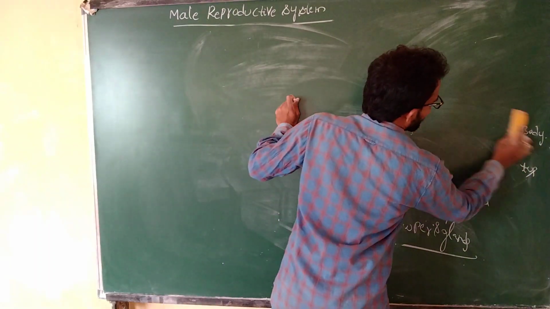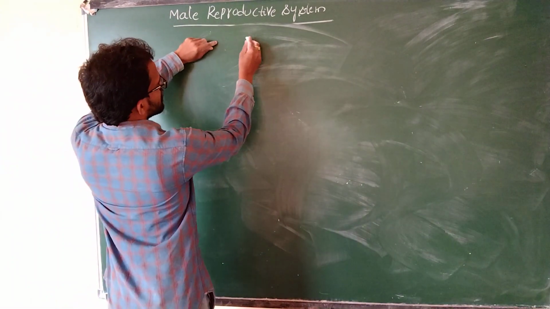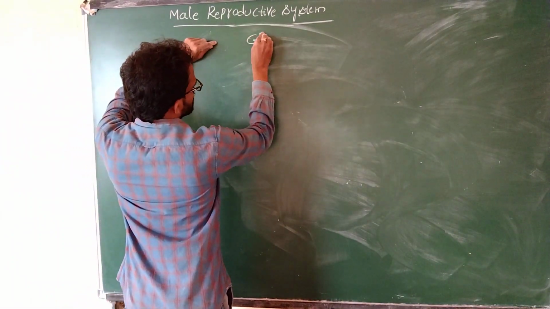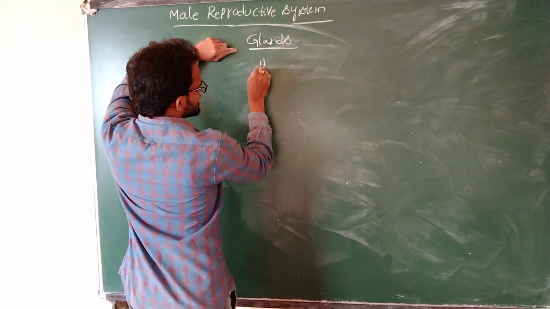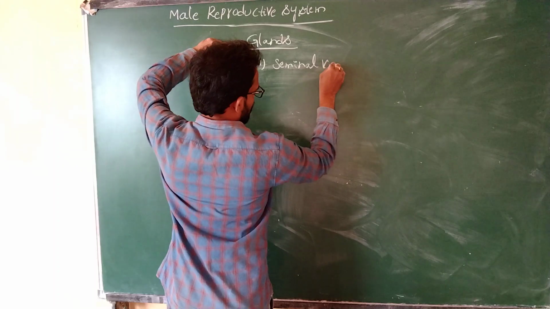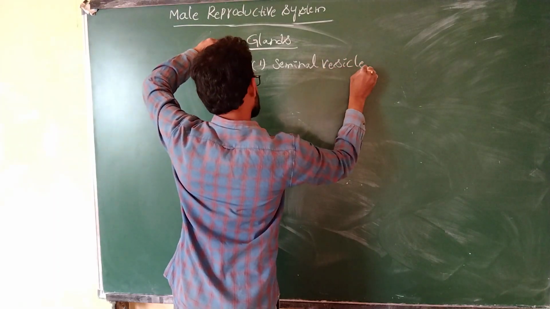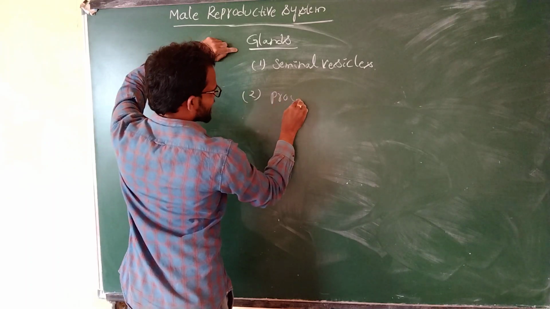Coming to the glands. What are the glands? They participate in the human reproductive system. What is the first gland? Seminal vesicles. The second one, the prostate gland.